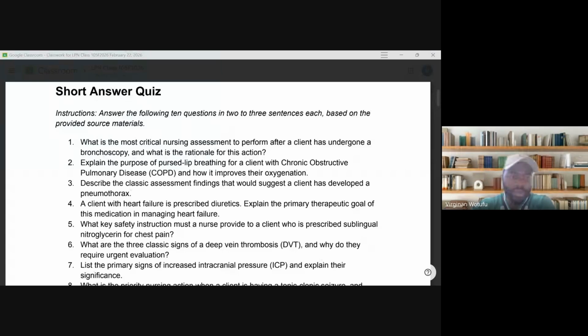Question 5: what key safety instruction must a nurse provide to a client who is prescribed sublingual nitroglycerin for chest pain?